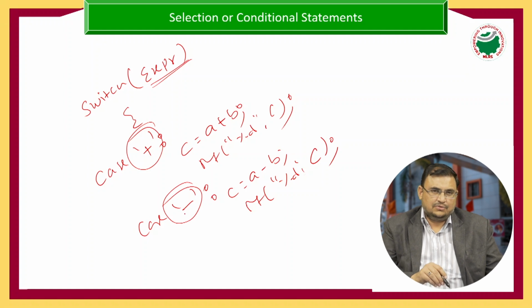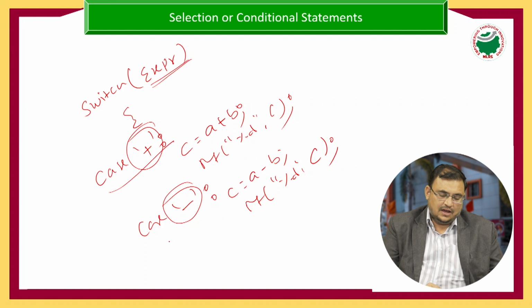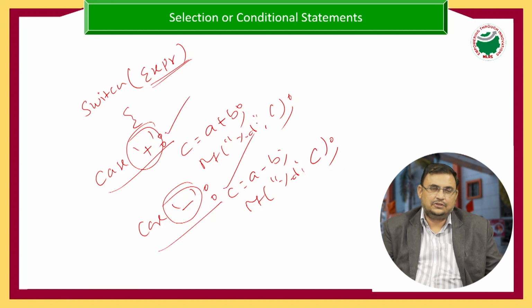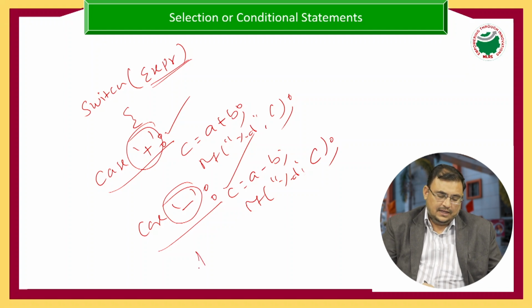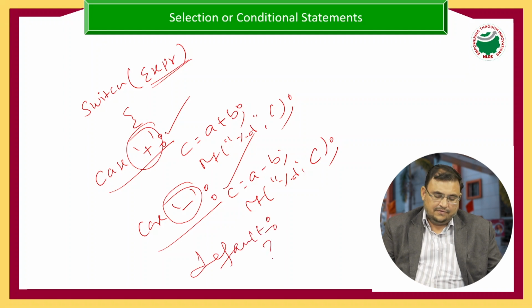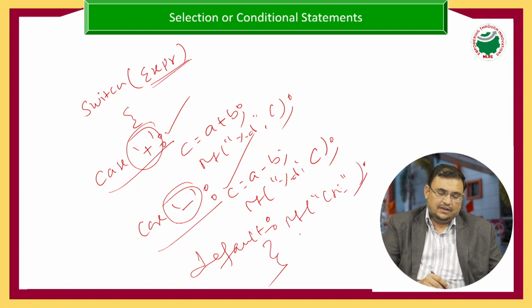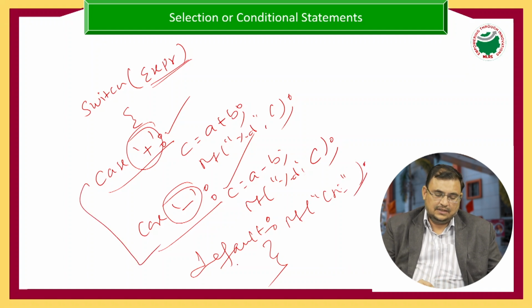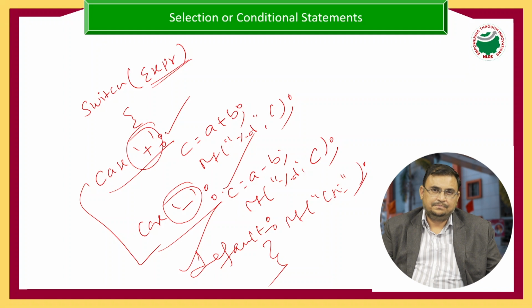A character constant must be enclosed in single quotes. And here these cases end with a colon. That is nothing but labels are ended with colon. And here you can also write default as a label. If you write something in a default statement, then if no case is matched, default will be executed.